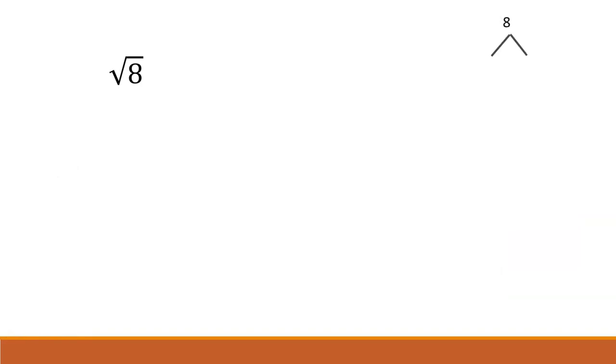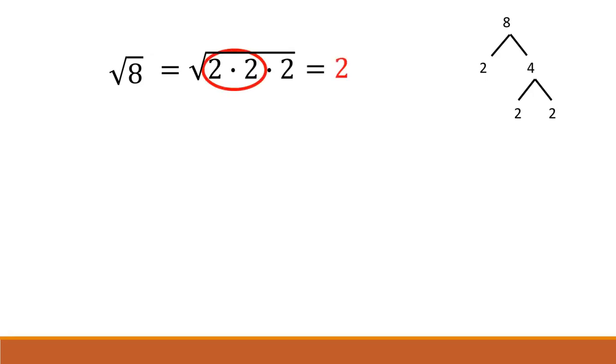We can take the 8 and make a factor tree out of it to find the prime factors, rewrite that 8 as 2 times 2 times 2, and then look for pairs of factors that are the same. We do have a pair of 2's that are the same, but that other 2 is just a leftover factor that can't be paired up. So it's going to remain underneath that radical sign. So the square root of 8 is 2 times the square root of 2.